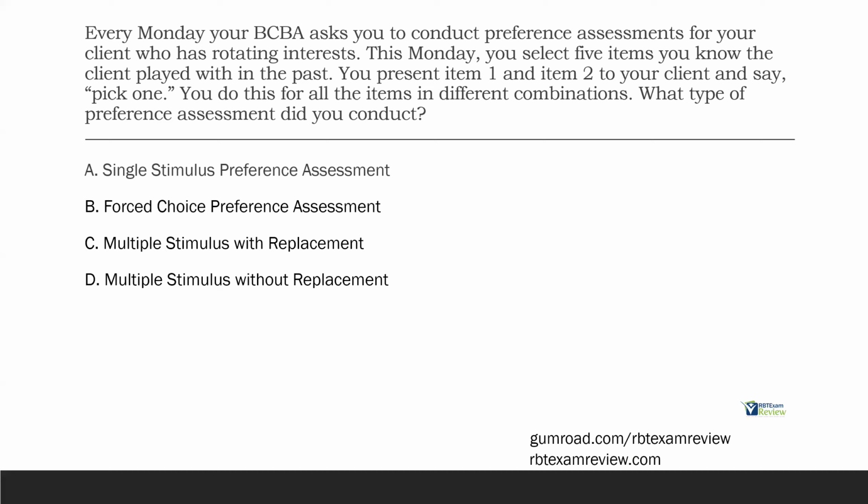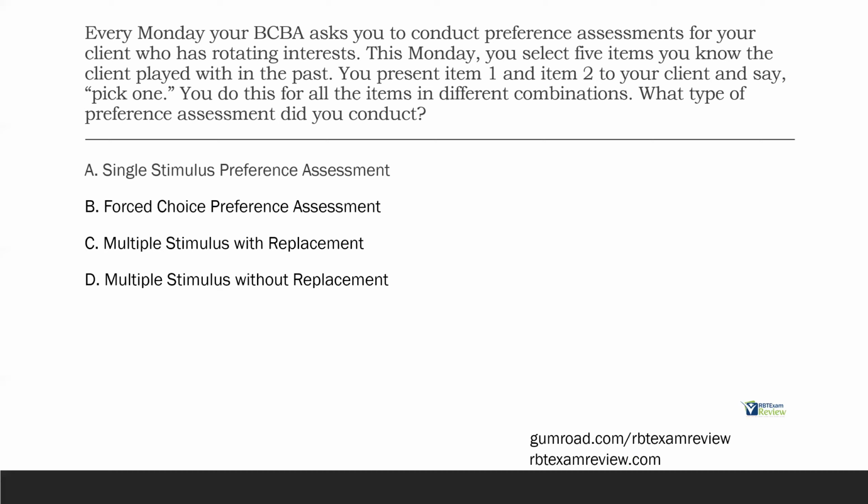Okay, so pretty common occurrence for some of our clients where their interests will rotate, right? It's hard to find a consistent item that functions as a reinforcer that they're willing to work for. So we're constantly conducting preference assessments. And in this case, you're doing one every Monday and you're presenting how many items? Well, you're presenting item 1 and item 2. So you're presenting 2 items and you're saying pick one. Okay. So what type of preference assessment is this?